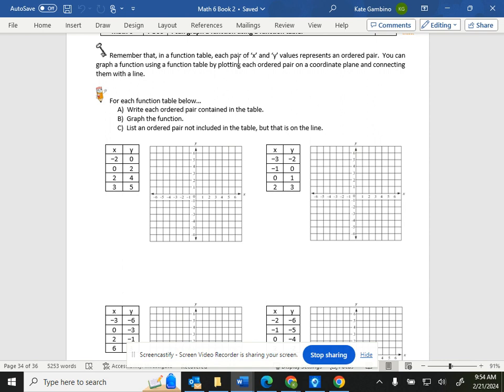So for each function table below, we're going to write each ordered pair contained in the table. So we're going to put them in those parentheses. We're going to graph the function. We're going to plot our ordered pairs like we've done in previous objectives. Then we're going to list an ordered pair not included in the table, but that will be on the line. So we're going to pay attention to how we do that.